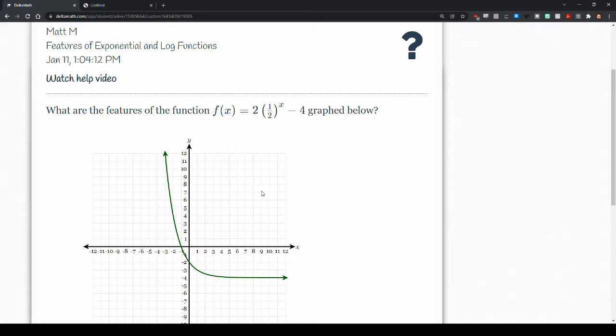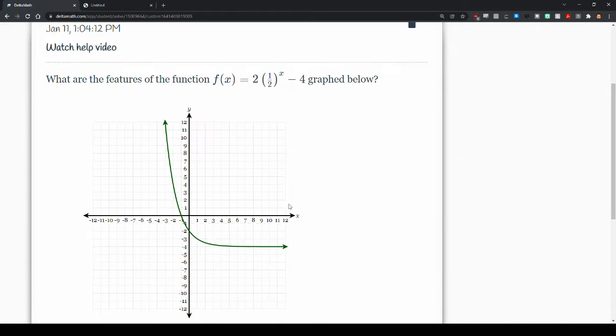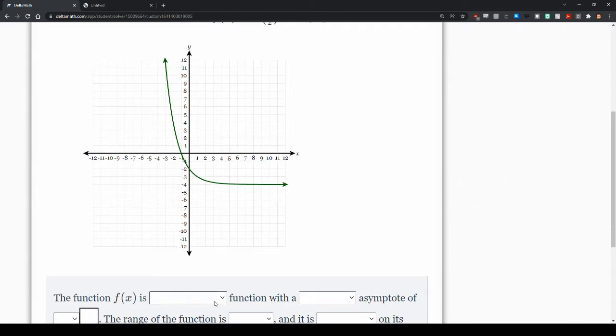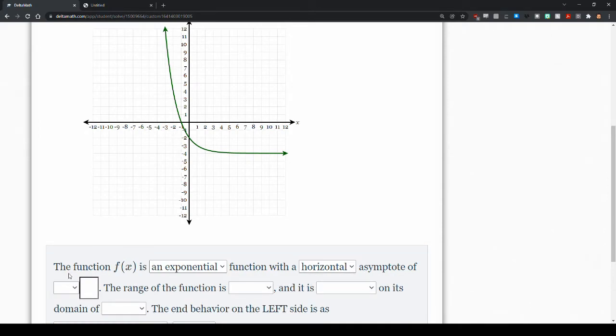Okay, so this one's a little bit different compared to the last one. It still has an asymptote, but if you notice, it's not on the x-axis here. So again, still an exponential function. Still a horizontal asymptote. Okay, horizontal lines are always y equals. And think about what's the y value that we're approaching but never crossing? -4. The range, how far up and down? Well, the lowest that the function goes is -4. And the highest that the function goes, it points up on the left side, is infinity.